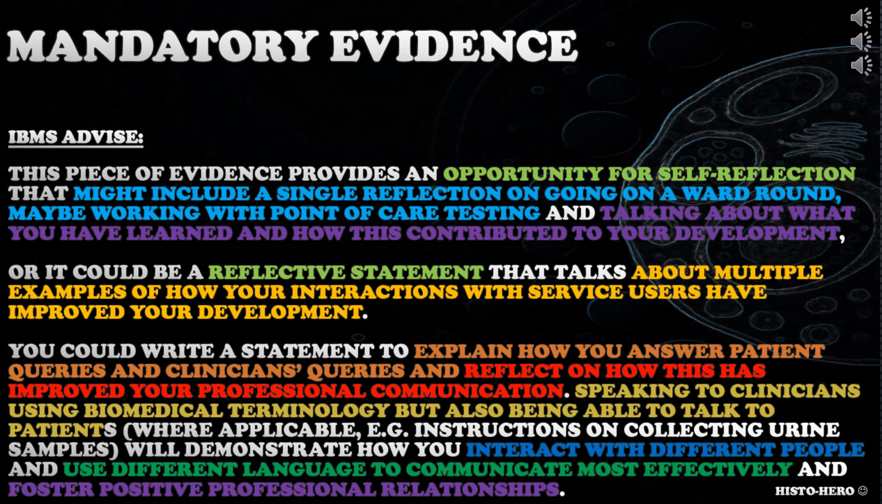The next three parts of the advice just state what you should include in this evidence, and that is: show you can interact with different people, for example colleagues, clinicians, or patients; show you can use different language to communicate effectively; and show you foster positive professional relationships.